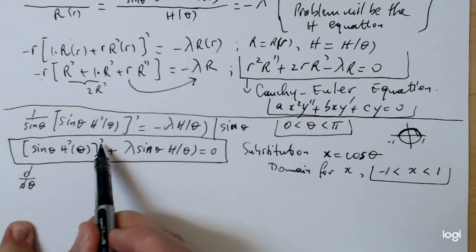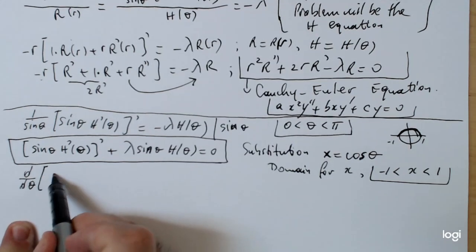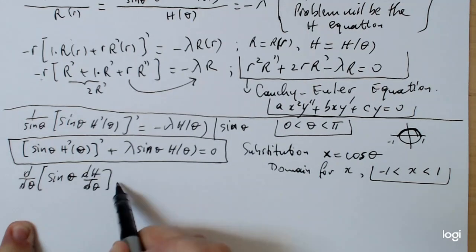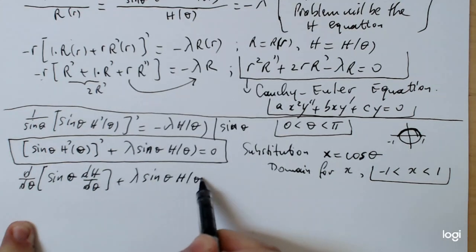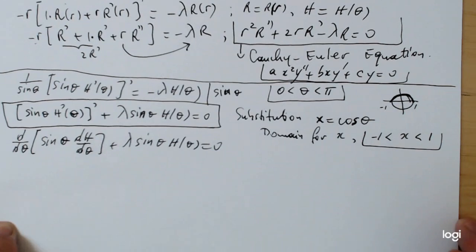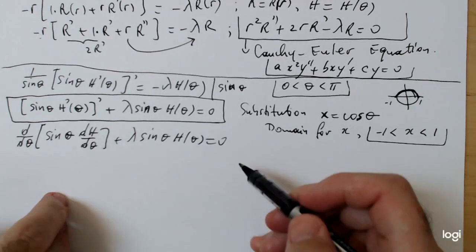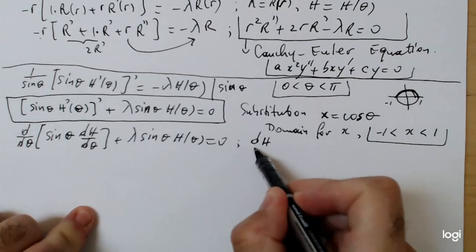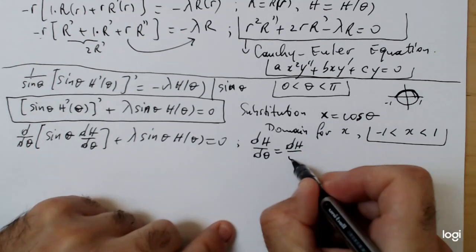So the derivative with respect to theta, and inside I have sine of theta dh d theta. And now let's do the substitution. If you treat big H as a function of x and then as a function of theta, then because of the chain rule, dh d theta can be written as dh dx times dx d theta.